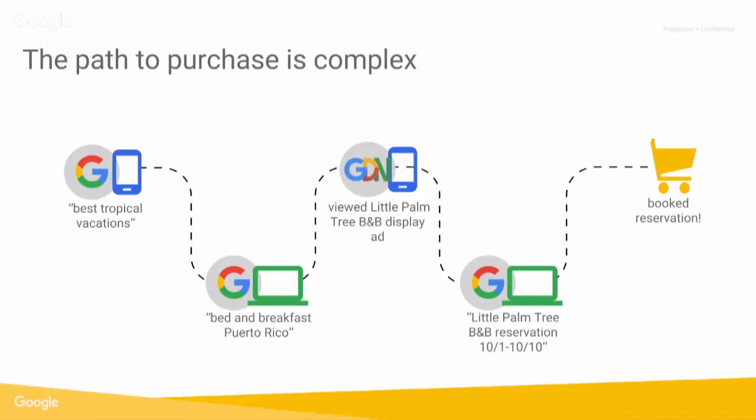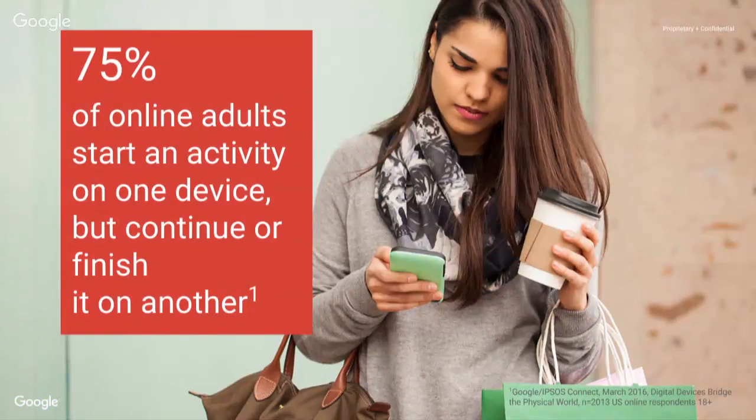Again, the path to purchase is very complex. People are constantly switching between Gmail, search, display, YouTube, even Facebook. They're going all throughout all these different resources, and they're switching between devices: mobile, desktop, mobile. So we know the path to purchase is complex. And we have these stats, like 75% of online adults start an activity on one device but continue to finish it on another. You can tell your client that, but what is that really going to do for them? It could push them to opt more into mobile, but if you show them data in your actual account, it's going to be huge.